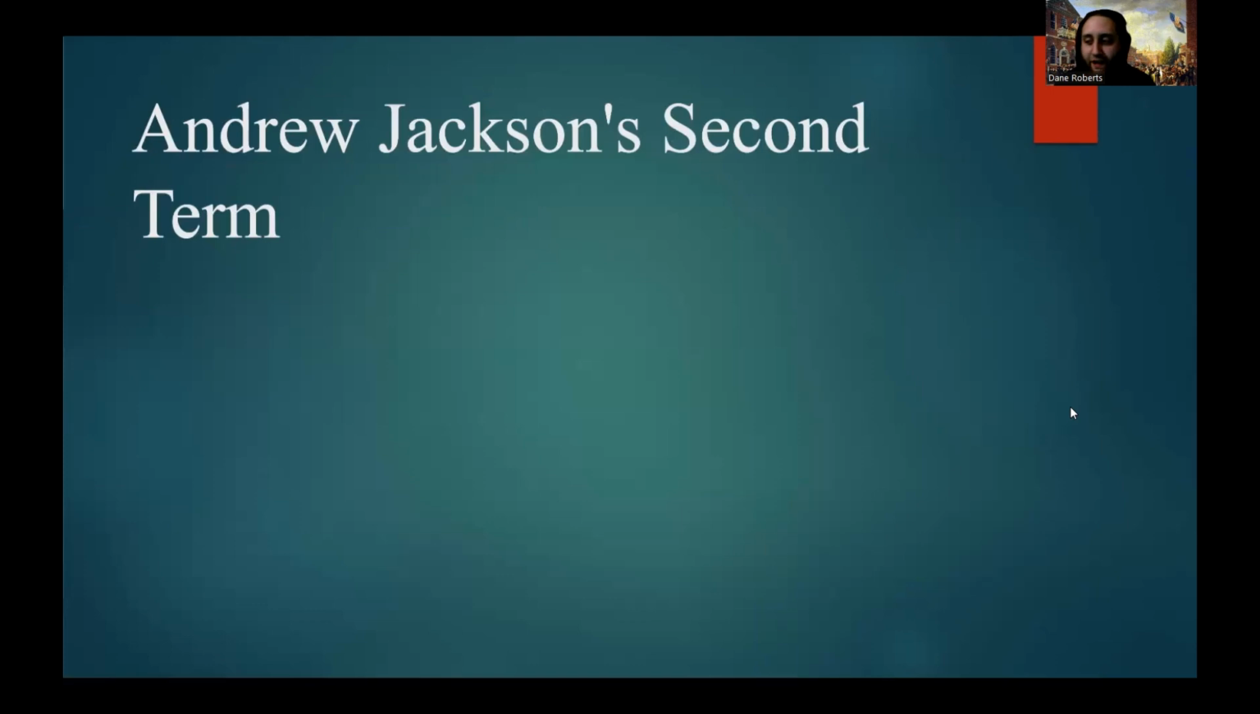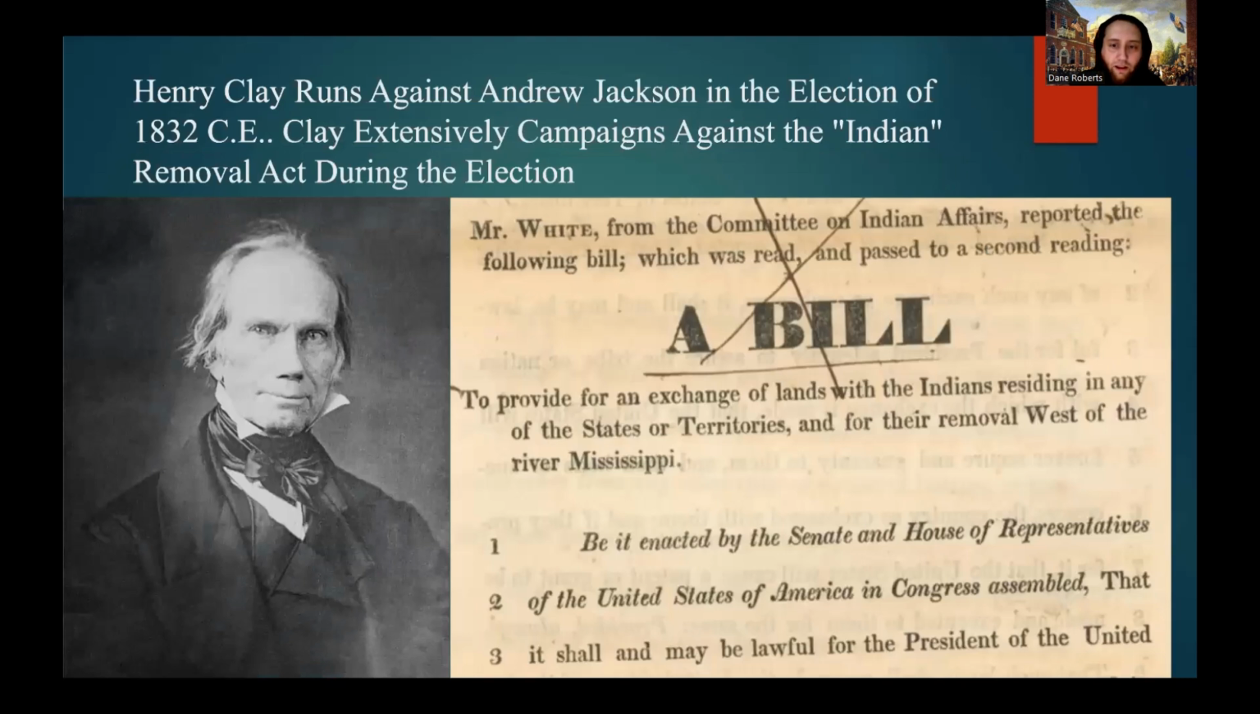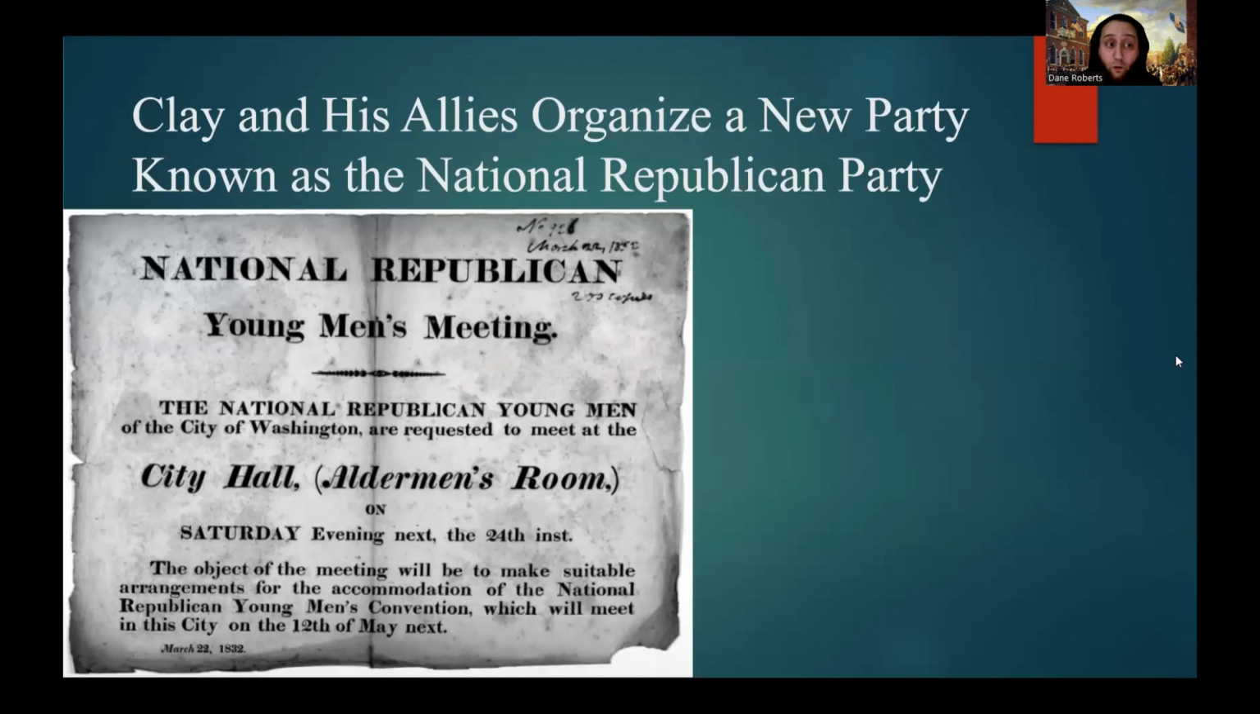Which now brings us to our next section, Andrew Jackson's second term. So during the presidential election of 1832, Henry Clay would run against Andrew Jackson, with Clay extensively campaigning against the Indian Removal Act during the election. Clay and his allies would organize a new party known as the National Republican Party, not to be mistaken with the Republican Party that arose shortly before the Civil War that still exists to this day. They are separate things, much like the Democratic Republican Party is separate from both the Republican and Democratic Party.